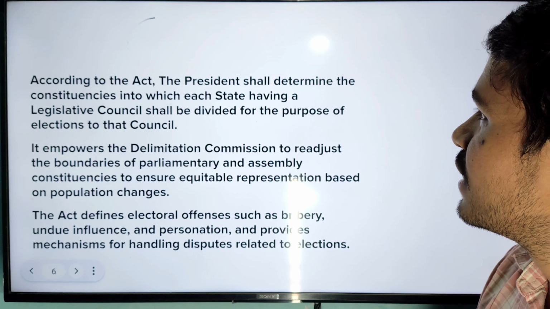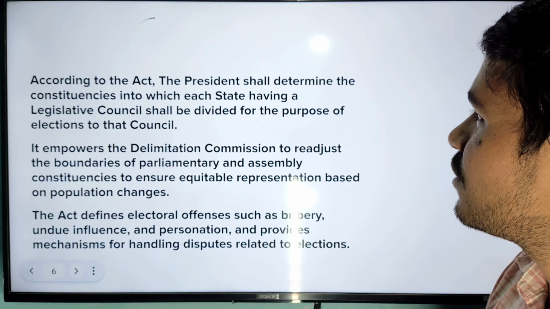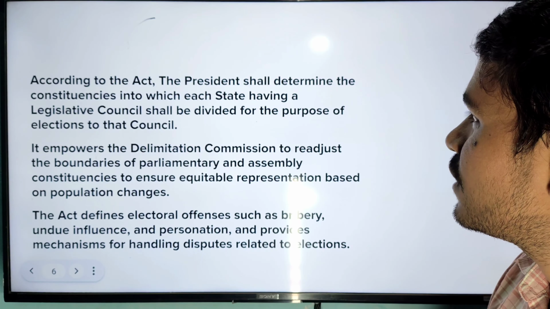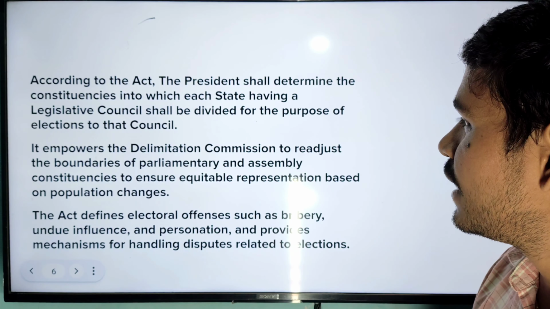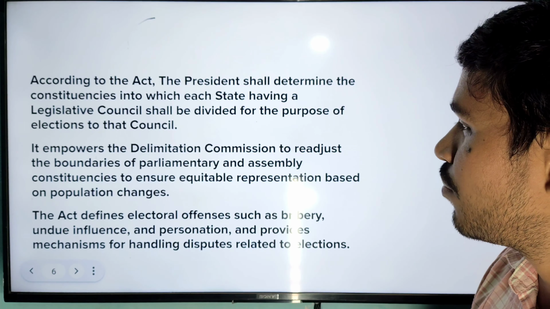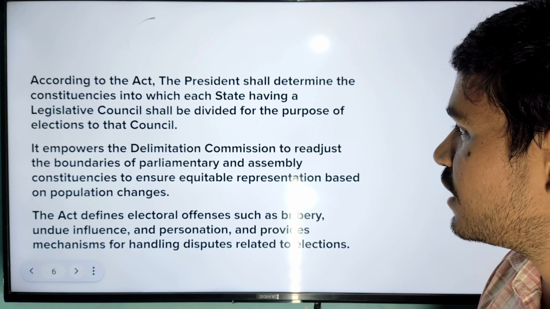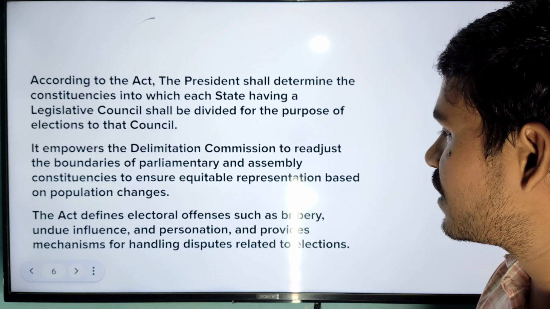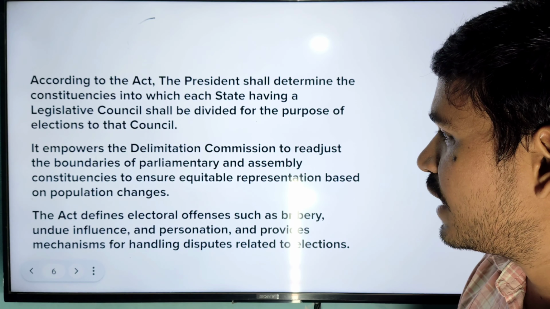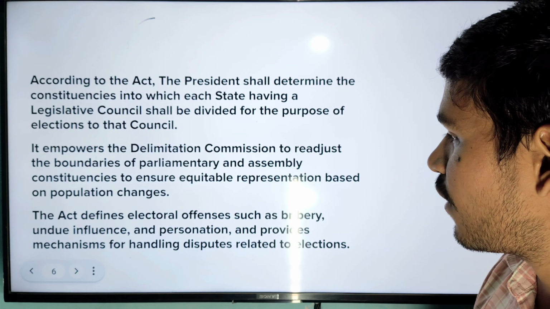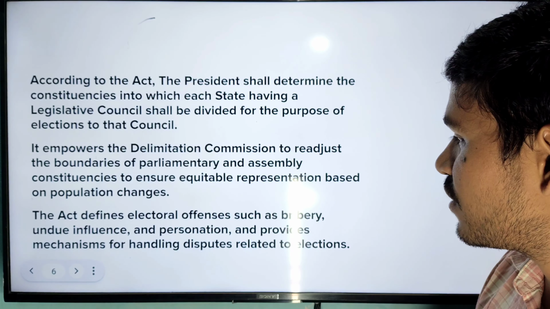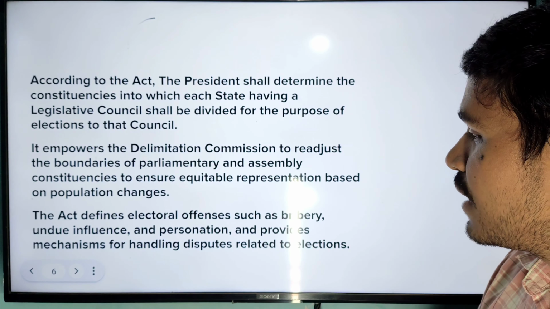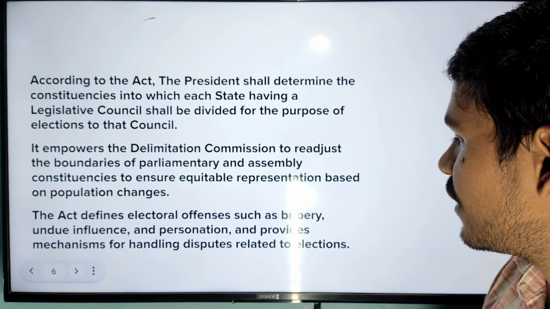According to this Act, the President shall determine the constituencies into which each state having a legislative council shall be divided for the purpose of elections to the council. It empowers the Delimitation Commission to readjust the boundaries of parliamentary and assembly constituencies to ensure equitable representation based on population changes. The Act defines electoral offences such as bribery, undue influence and personation, and provides mechanisms for handling disputes related to elections.